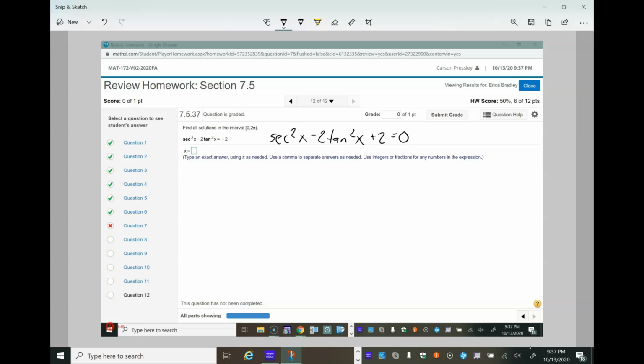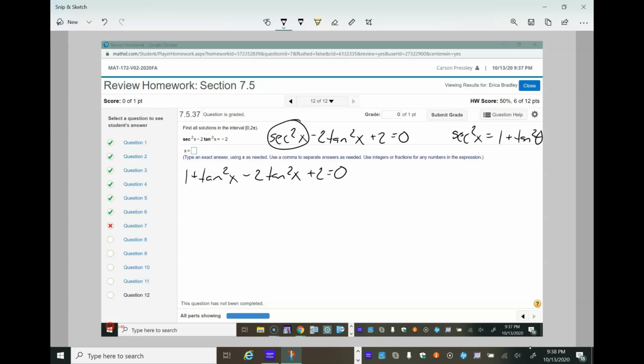So we need to have the same trig functions. So I'm actually going to change secant because that's a Pythagorean. I know secant squared is equal to 1 plus tangent squared. So I'm going to do that. So 1 plus tangent squared minus 2 tangent squared plus 2 equals 0.